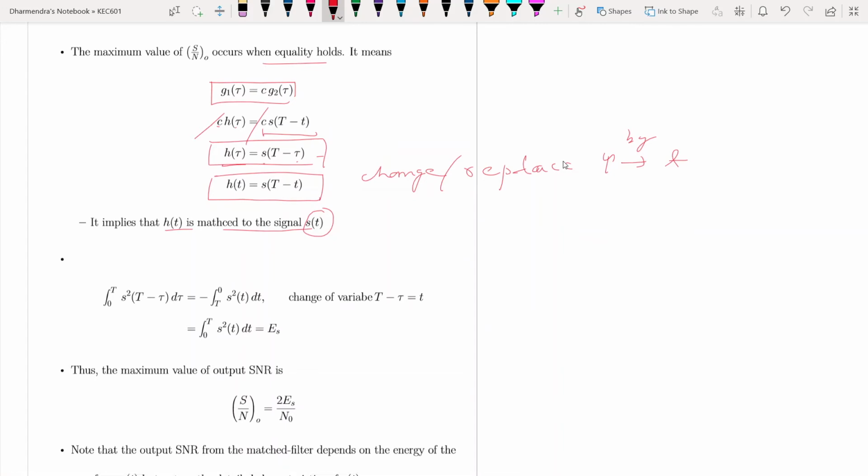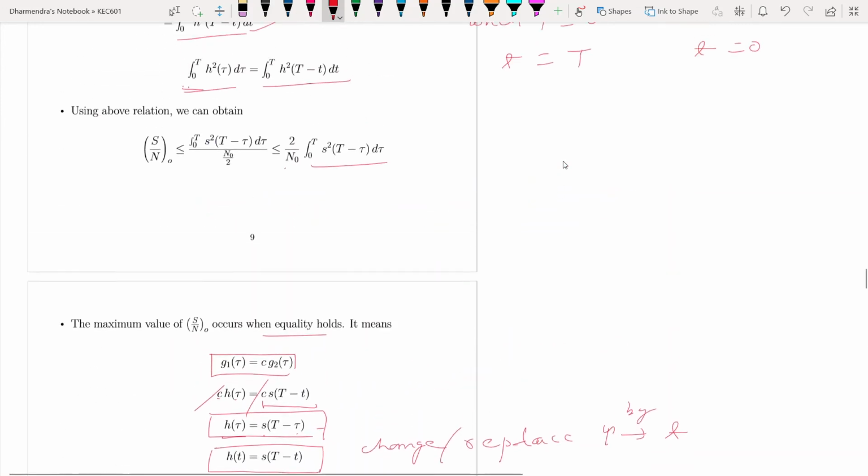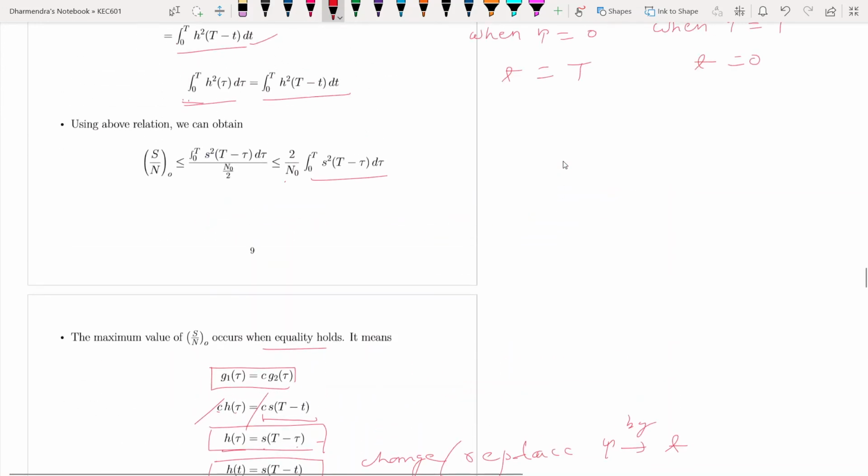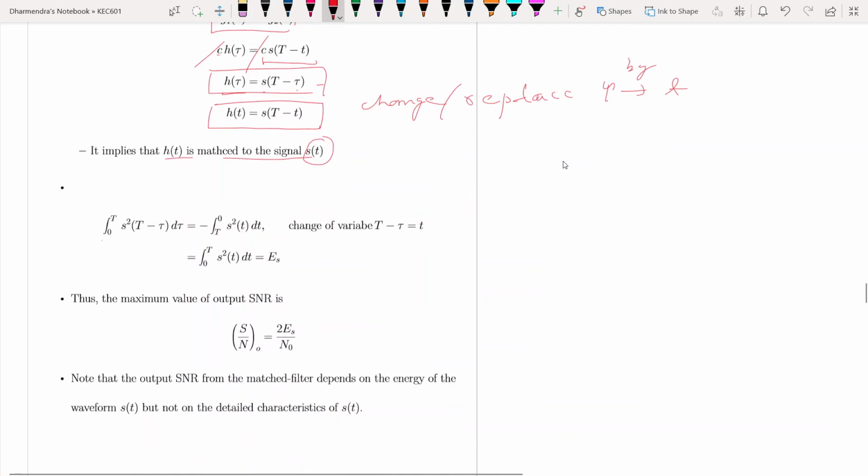So what should be the output SNR at the equality? This will be the integral from 0 to capital T that we have to solve. Applying the change of variable, I will get this one, the square of this. So this is the energy of the signal S of t. So the maximum value of the output SNR will be 2 times ES by N naught, where ES is the average energy of the signal S of t.